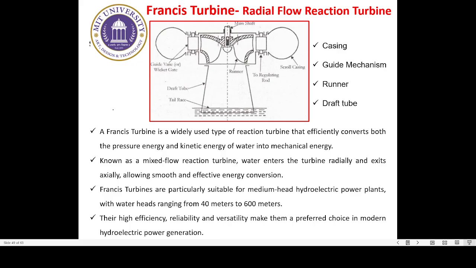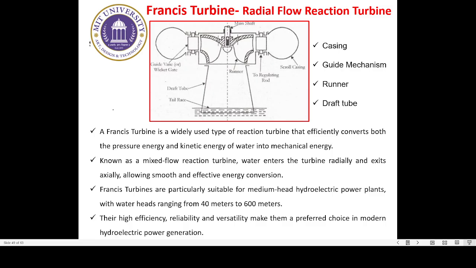Now, taking this topic to the next part of the hydraulic turbines, we will now focus on the radial flow reaction turbines. So let us see what the radial flow reaction turbines are. The radial flow reaction turbines are those types of turbines in which the water flows in the radial direction.